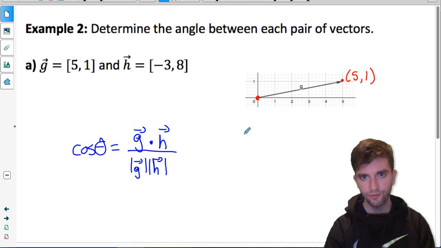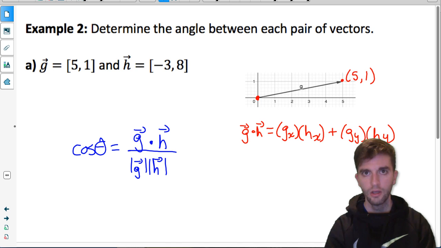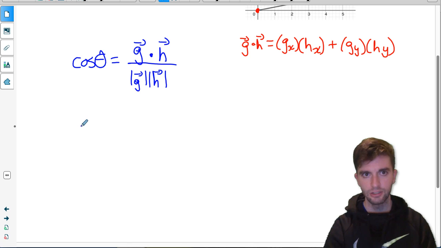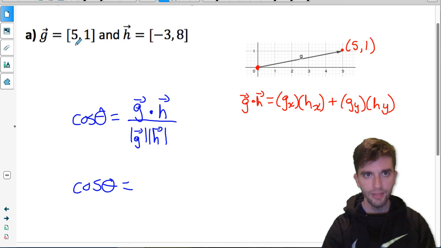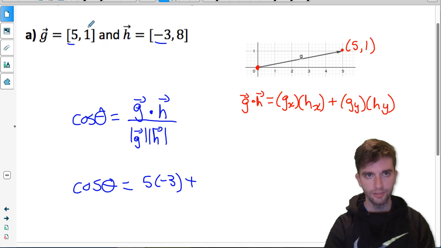So let me remind you about the formula for the dot product of algebraic vectors. All we have to do is find the product of the x components of the vectors, and then add the product of the y components of the vectors. So back over here, let's calculate the dot product between vector g and h. So cosine theta equals, I just need to multiply the x components, 5 and negative 3, and then add the product of the y components, 1 and 8.